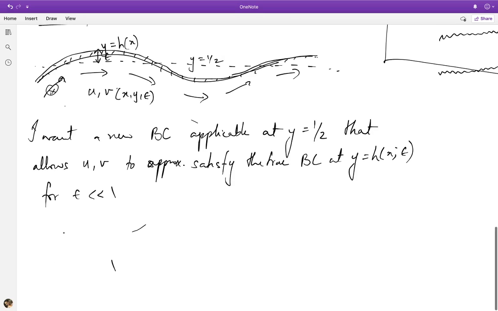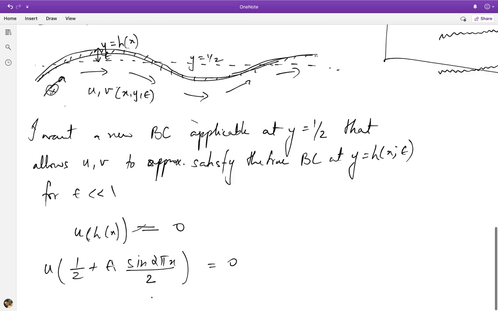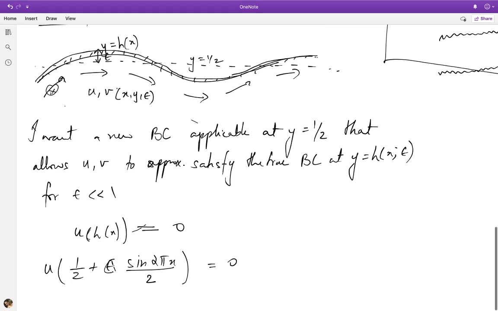So let's start with the no-slip condition for u. I know the true boundary condition is u at h of x is equal to 0, right? Which basically means u at half plus epsilon times sine 2 pi x by 2 is equal to 0. Right? This is just epsilon.